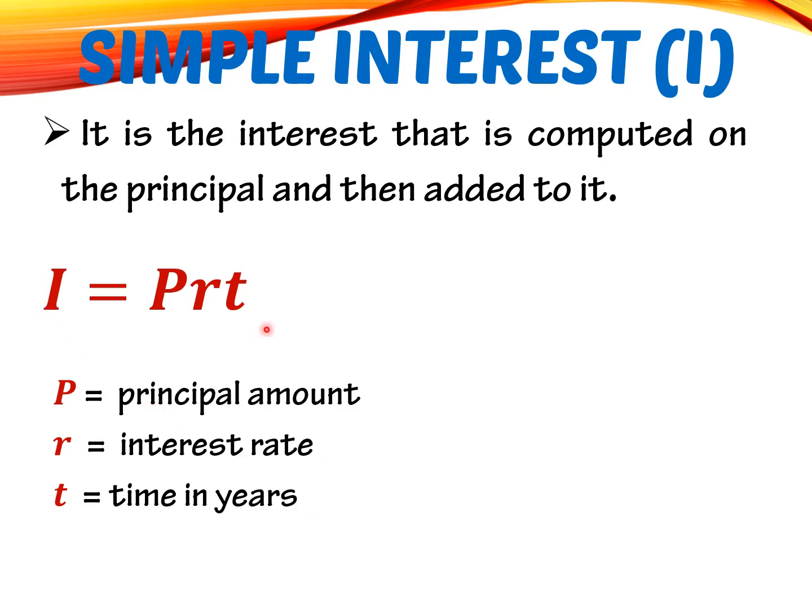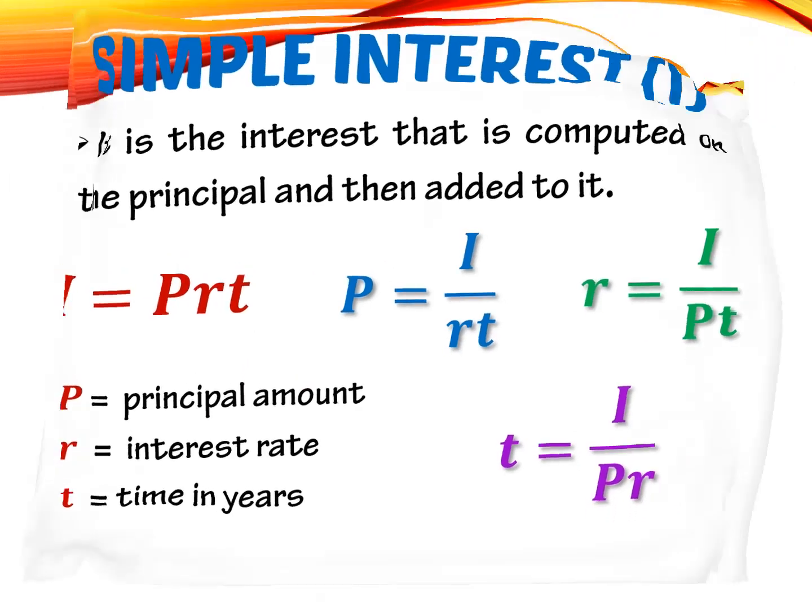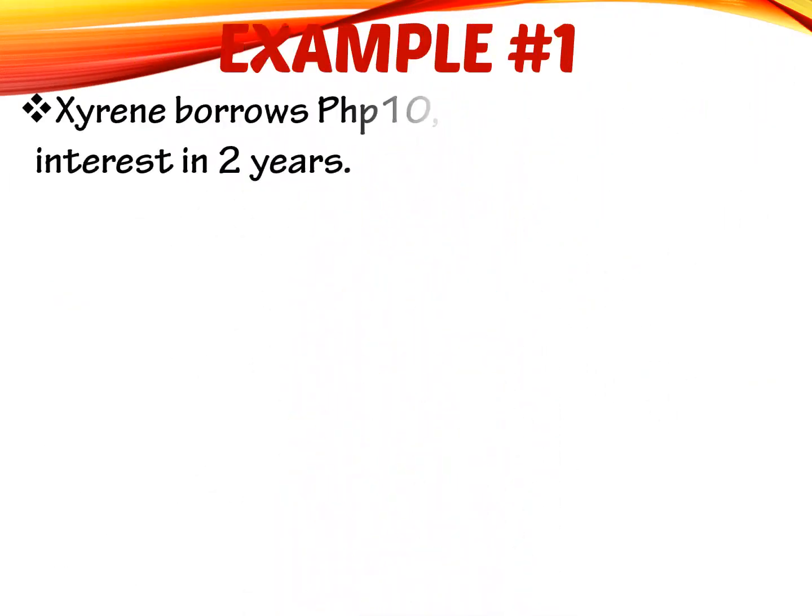Now, from this original formula, we can also derive another 3 formulas. If we're looking for the principal amount, you have P is equal to I divided by rate times time. And then if we're looking for R, you have I divided by P, or the principal, times time. Now, if we're looking for the time, you have T is equal to I divided by P times R. So, these will be the formulas for the computation of simple interest.